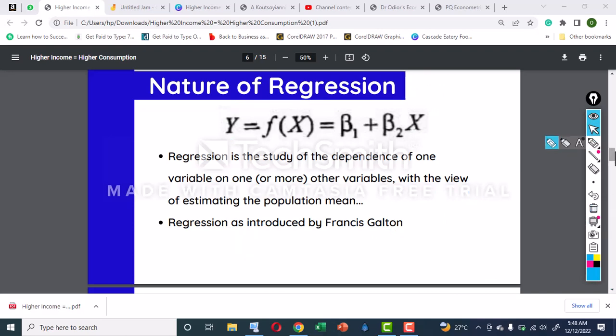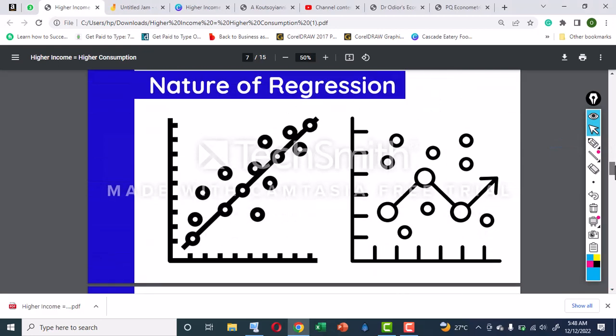So that being said, let's continue with the nature of regression. Now this is a scatter diagram, this is a scatter plot. A scatter plot is just trying to show us what exactly we mean by regression. We are representing it on a graph.